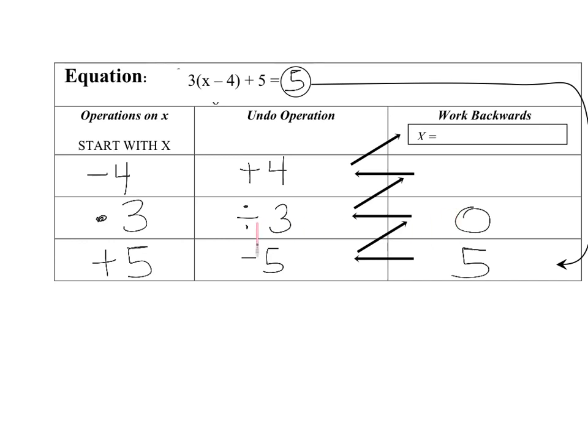0 divided by 3 gives me 0. Also 0. And then 0 plus 4 gives me 4, which is the number that you started with. It sure is. All right, so what we've actually just done here is we have solved an equation. We have solved this equation where x is equal to 4.